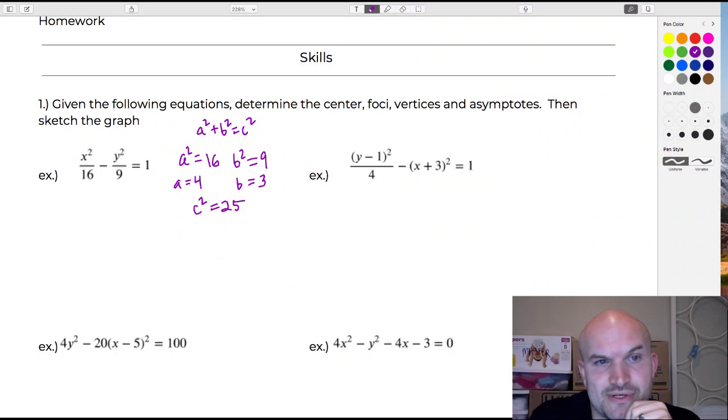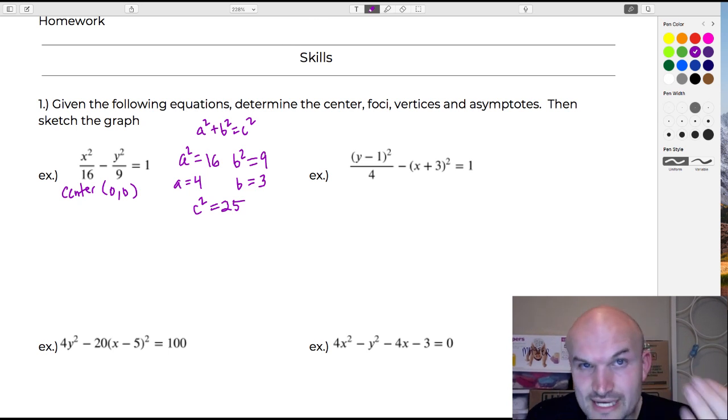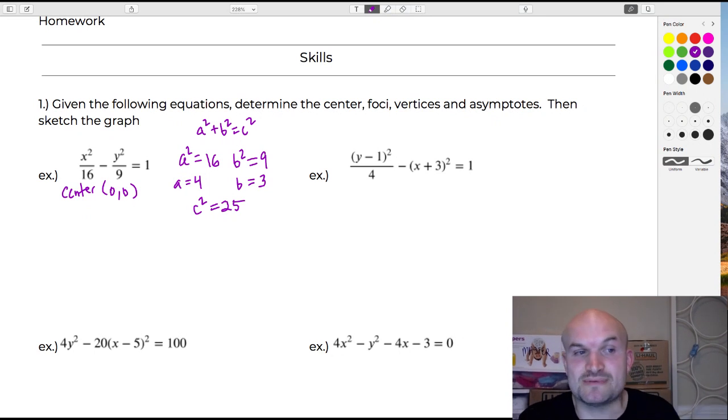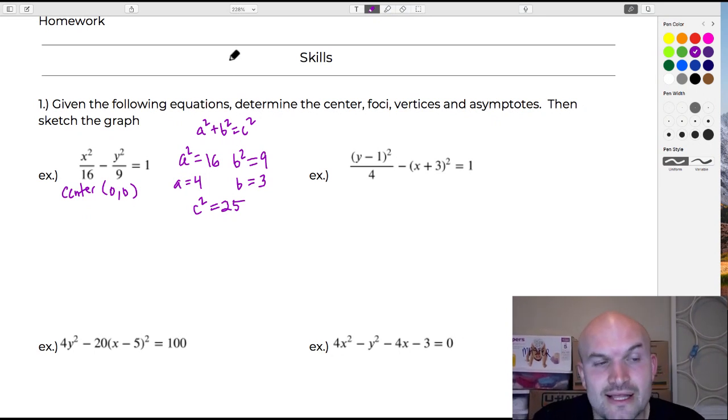So the next thing we want to do here is go ahead and identify the center. Well, again, the center is in your term x minus h and y minus k. So in this case, we can just see that the center is going to be 0, 0. Now, just like in an ellipse, when we have our a squared under the x squared, previously for an ellipse, that told us that the major axis was going to be horizontal. Well, in this case, that's going to tell us that our transverse axis is going to be horizontal.